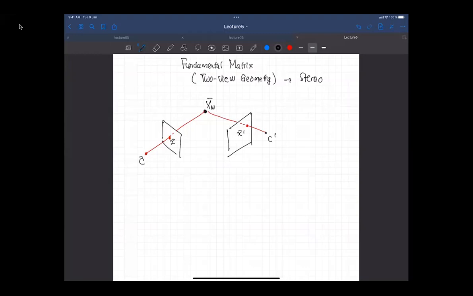Now, if you look at this, you can connect C and C prime. The connection between C and C prime is called the baseline. The line that connects C prime and C is called the baseline. The baseline intersects the image plane here, and intersects the other image plane there. The intersection between the baseline and the image plane is called the epipole. This one is E prime, and this is E bar. Again, E here is the epipole.